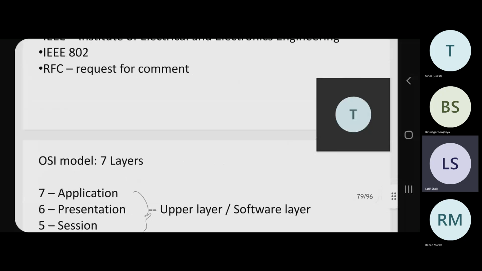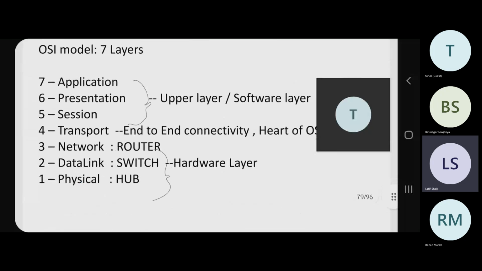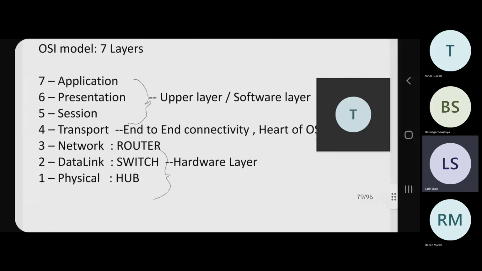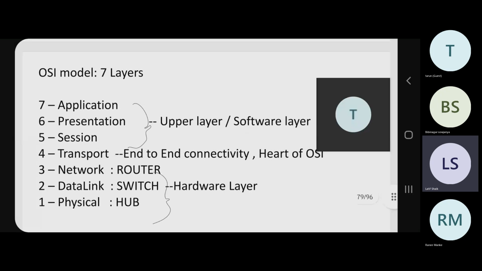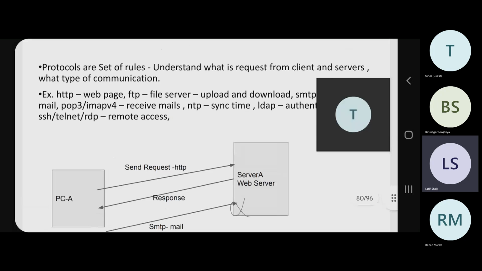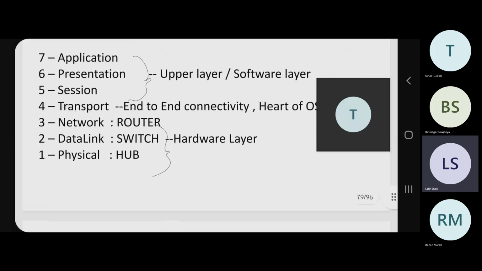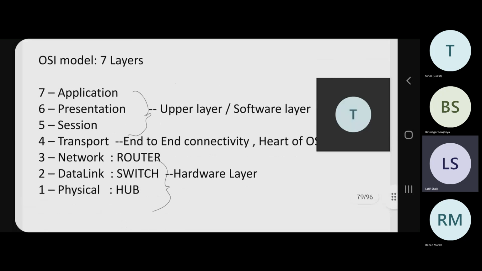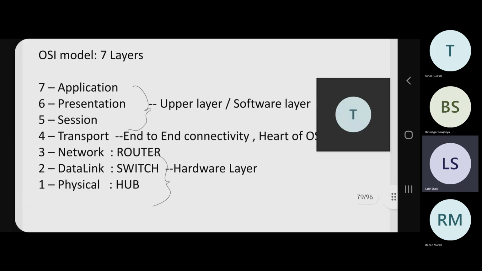Next one is the OSI model, the seven-layer model: application, presentation, session, transport, network, data link layer, and physical layer. So these are the seven layers of the OSI model. Each and every layer's explanation is required, so that much we will give, the main points at least. We'll try.